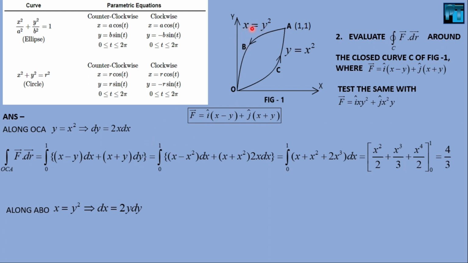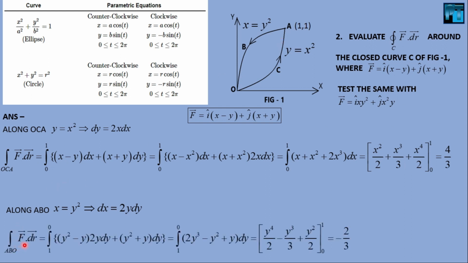But I choose the simple way, x equal to y square. Always use the simple way, not the complicated one. So in F dot dr, these x's have been directly transformed into y's, and dx has transformed into 2y dy. There are several step jumps here.